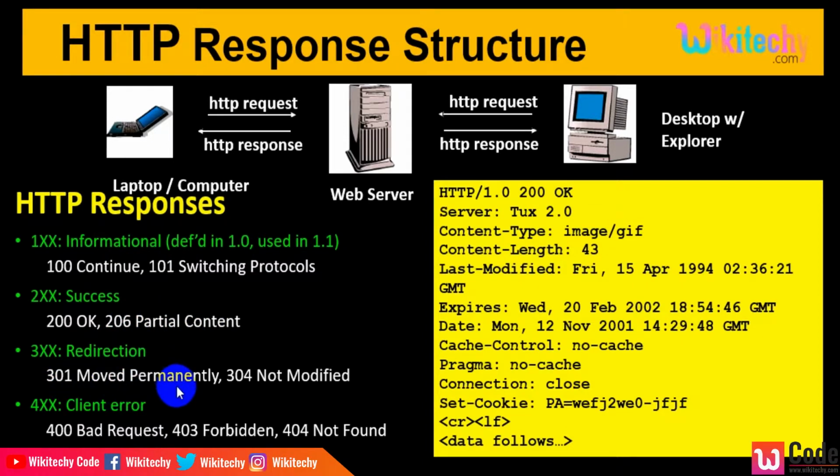301 indicates it's moved permanently, or 304 is not modified. 400 is a bad request, and 403 is forbidden, and 404 is not found. The page is not available and they are not permitting you, and this is a bad request. If it starts with 4, then it's a client error. If it starts with 5, it's a server error, the internal server error. The server is having a problem, the service is not available, that page is not available, or HTTP version is not supported with the 505.